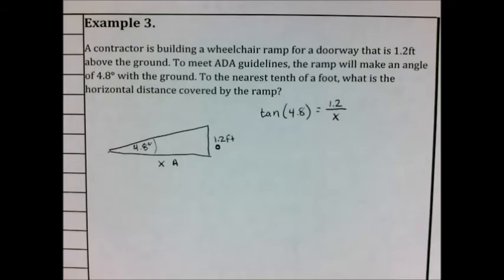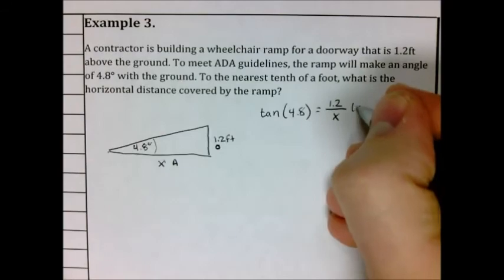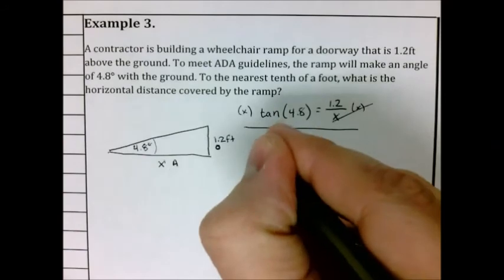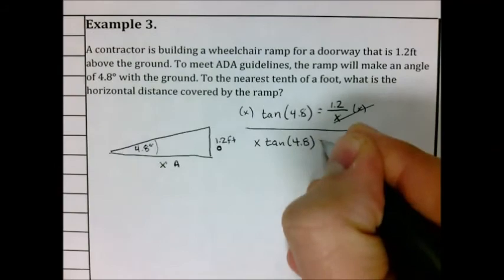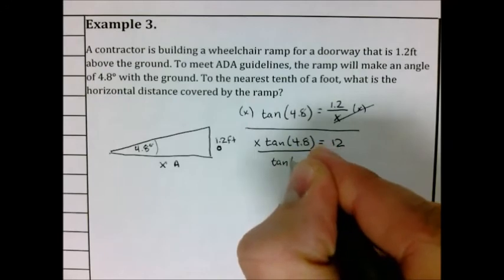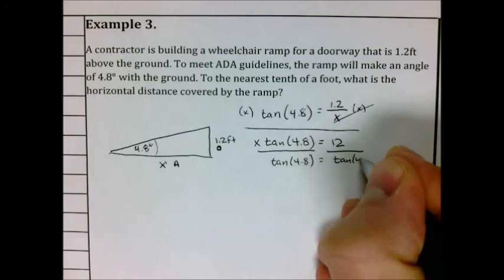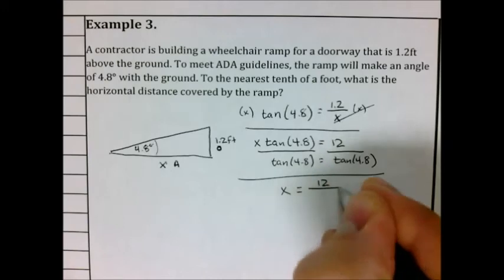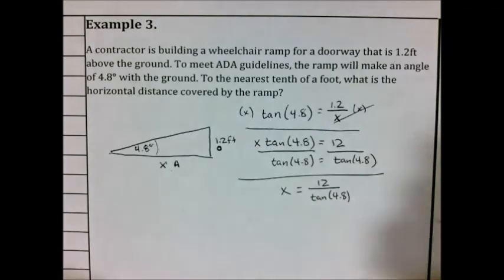Okay, now again, it's just solving to try to figure out what the distance of x is. We have to multiply by x on both sides, and we end up getting these to cancel out. I'm left with x times the tangent of 4.8. Remember, that's 4.8, not 48, is equal to 1.2. And then divide by the tangent of 4.8. And if we do that, we're going to end up getting this scenario here, where 1.2 divided by the tangent of 4.8 will give us the distance of x.